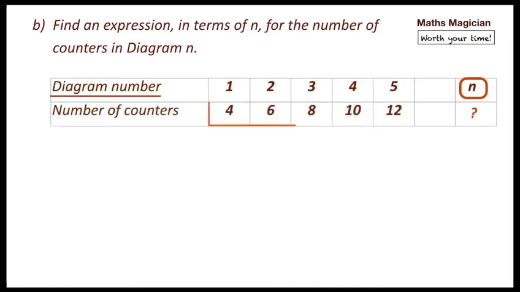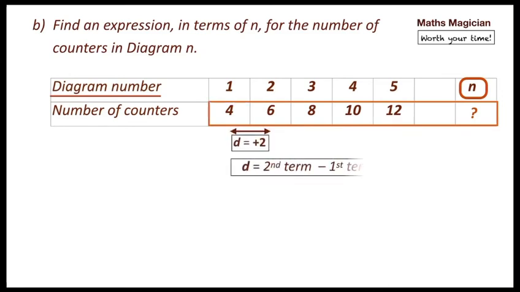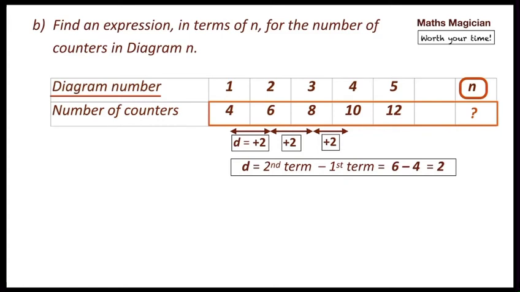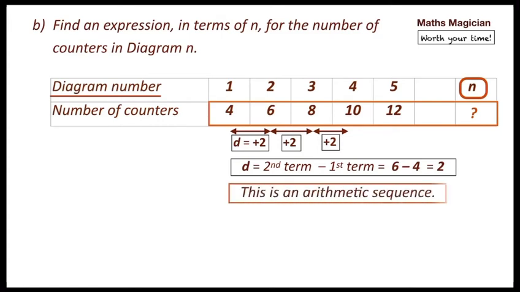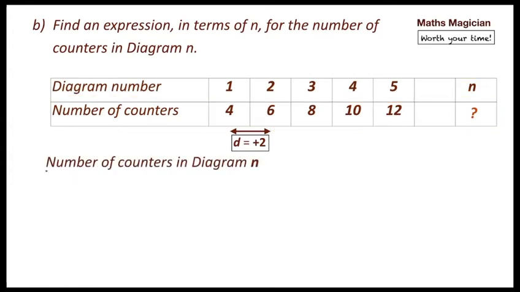Now, this sequence of counters with common difference d equal to 2 is an arithmetic sequence. And the number of counters in diagram n is the nth term of this sequence.